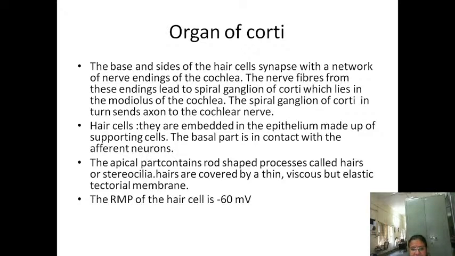Coming to hair cells, they are embedded in the epithelium made up of supporting cells. The basal part is in contact with afferent neurons. The apical part contains rod-shaped processes called hairs.